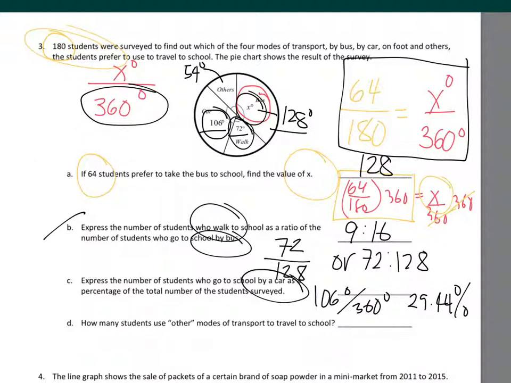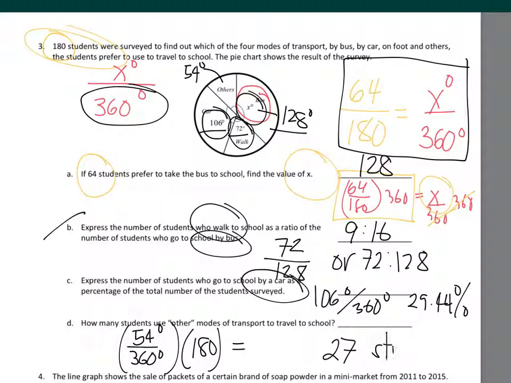So how many students use other modes of transport to travel to school? One way we could do this, we take 54 out of 360, that's a fraction of the pie chart, and that's the fraction we should use to take from 180. So that fraction times 180. If we simplify that, 54 over 360 times 180, that's around 27. So 27 students use other modes of transport to travel to school. Okay, so that's your number 3.